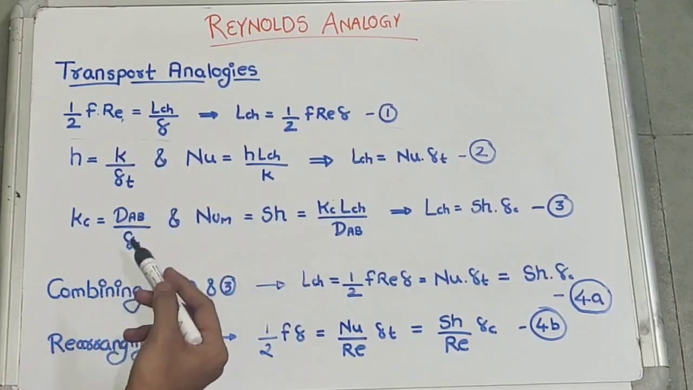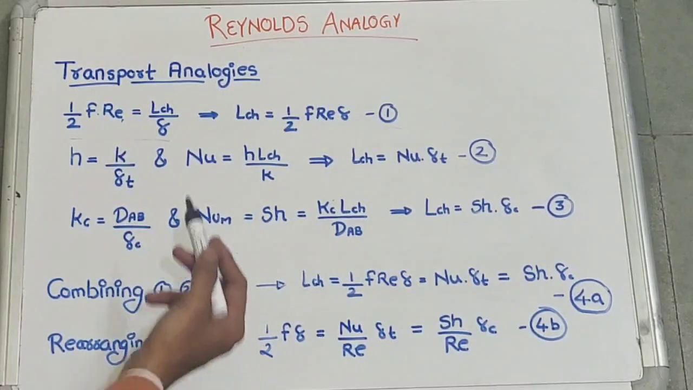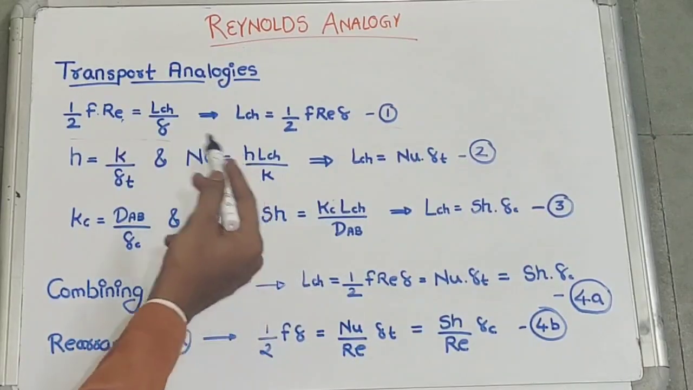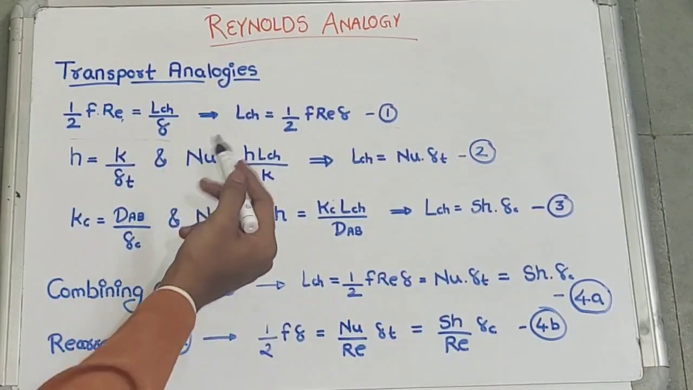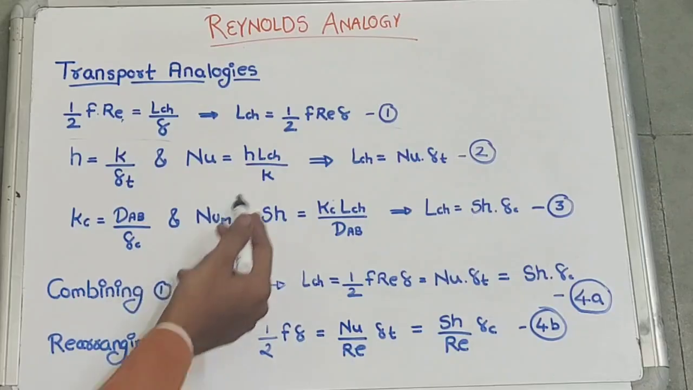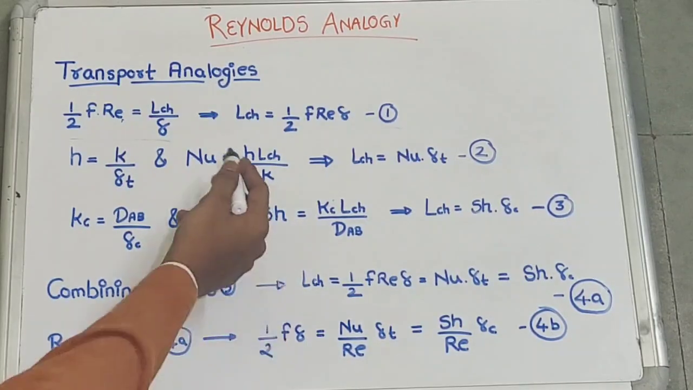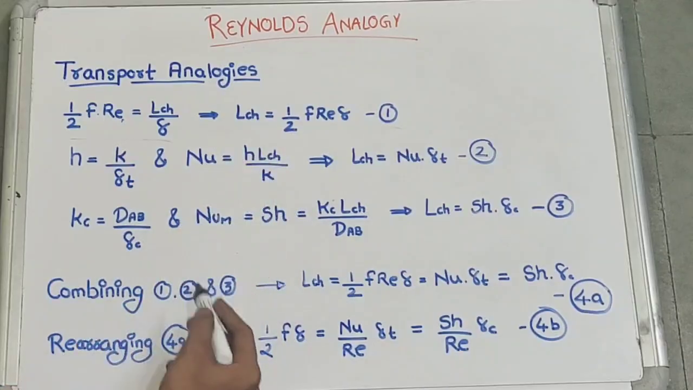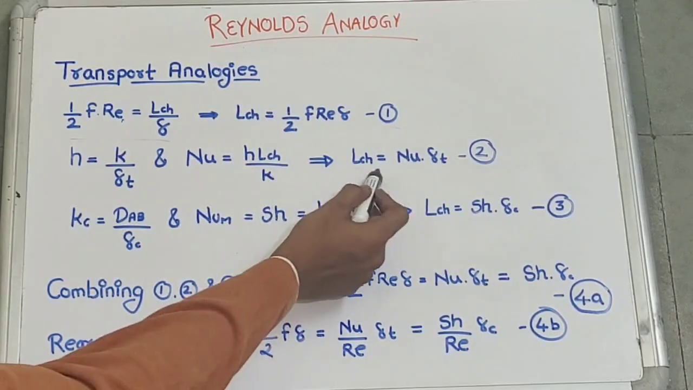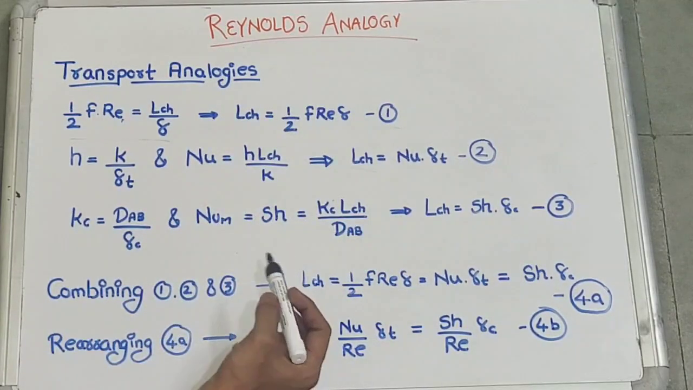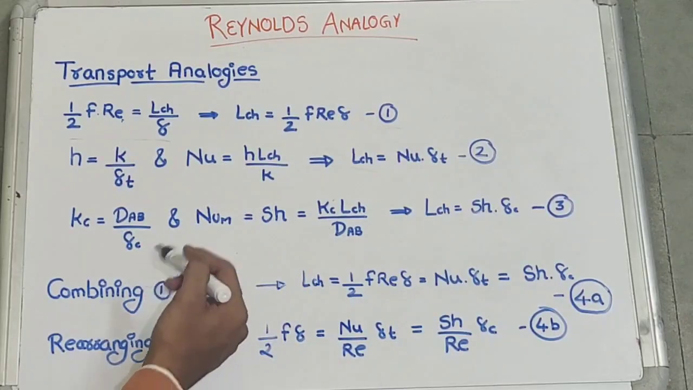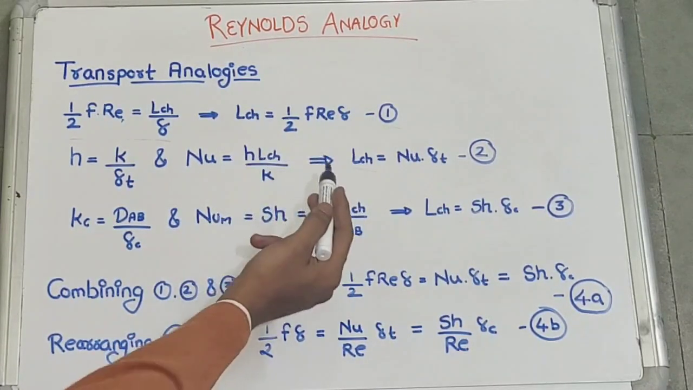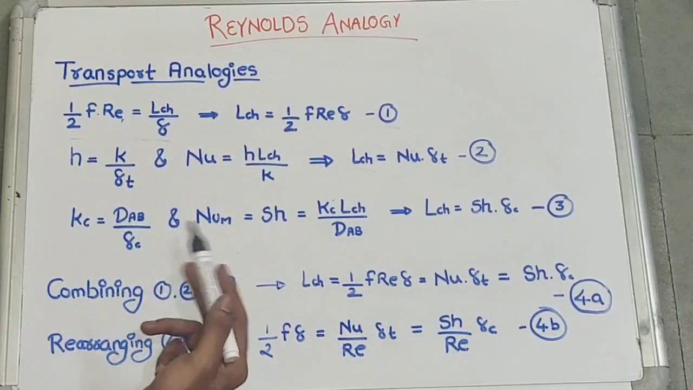And we are also familiar with the dimensionless number, that is Nusselt number. Nusselt number is equal to h L_CH by k, where L_CH is characteristic length, k is thermal conductivity and h is nothing but heat transfer coefficient. This we will write in terms of characteristic length. All equations we will write in terms of characteristic length. So equation 2 becomes: characteristic length will be equal to Nusselt number into delta T, which is nothing but the thickness.